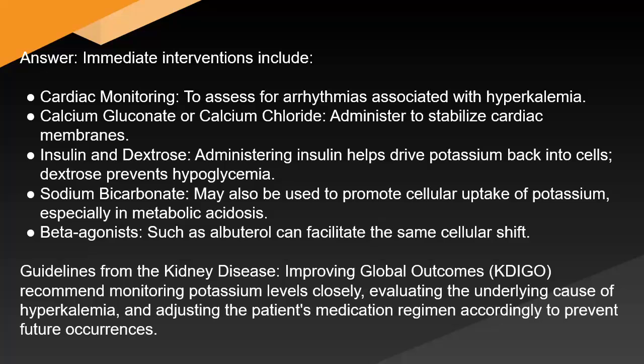Administering insulin helps drive potassium back into cells. Dextrose prevents hypoglycemia. Sodium bicarbonate may also be used to promote cellular uptake of potassium, especially in metabolic acidosis. Beta agonists, such as albuterol, can facilitate the same cellular shift. Guidelines from the Kidney Disease: Improving Global Outcomes (KDIGO) recommend monitoring potassium levels, closely evaluating the underlying cause of hyperkalemia, and adjusting the patient's medication regimen accordingly to prevent future occurrences.